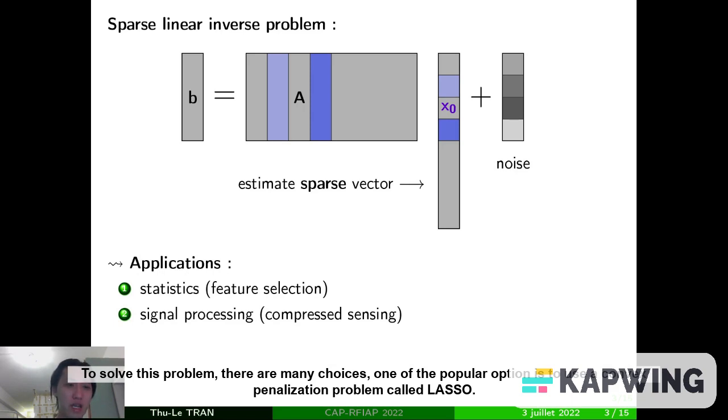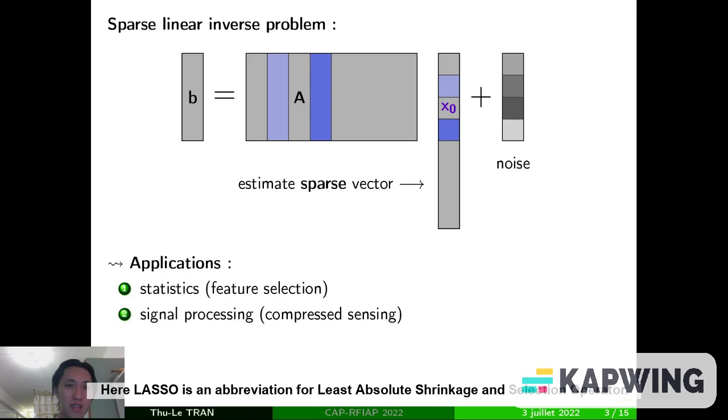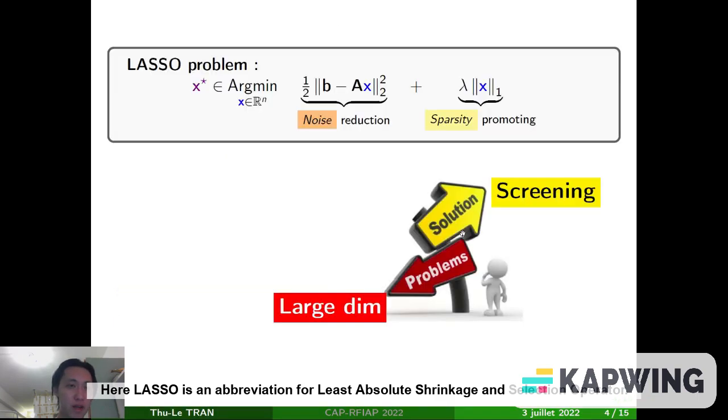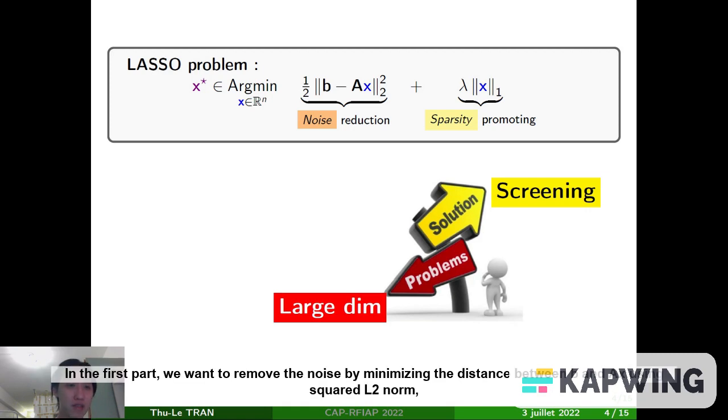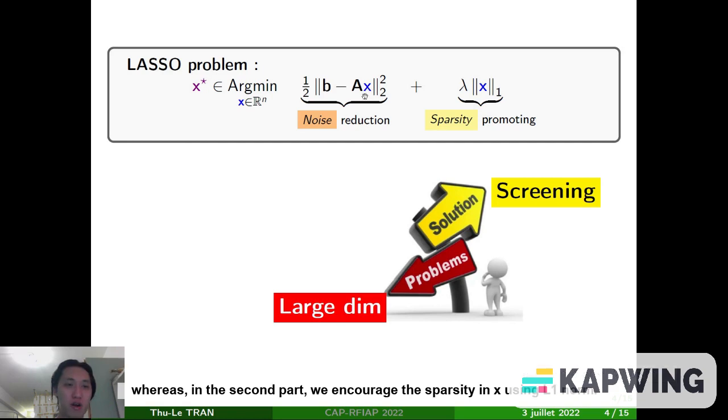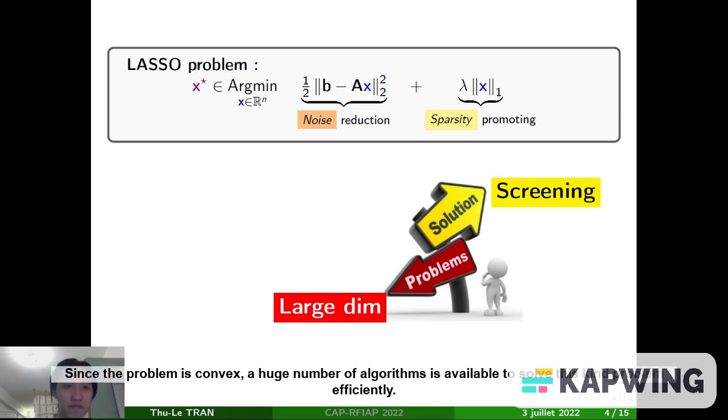One of the popular options is to use the convex penalization problem called LASSO. Here, LASSO is an abbreviation for the least absolute shrinkage and selection operator. In the LASSO problem, there are two parts. In the first part, we want to remove the noise by minimizing the distance between vector b and A of x using the squared L2 norm, whereas in the second part, we encourage sparsity in x using the L1 norm. Here, lambda is a parameter that controls the level of penalization.